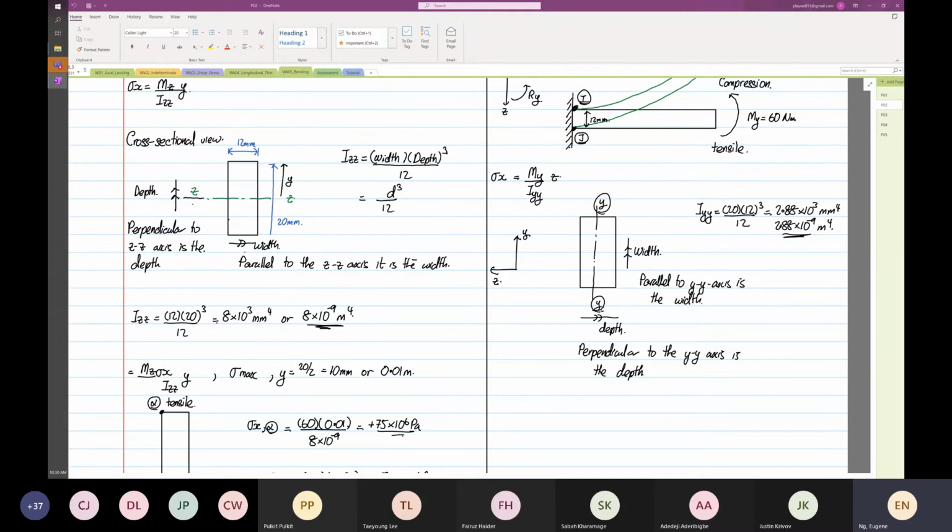Now we can realize that depending on how the moment is acting, I repeat again, depending on how the moment is acting, you have to use the right second moment of area. Yes or no? If you use the wrong second moment of area, that's where the problem comes. As I said, later on we'll do two axes. We have moment about the Y and we have moment about the Z. You have to be able to know how to find the second moment of area.